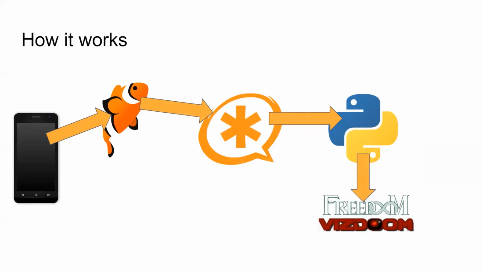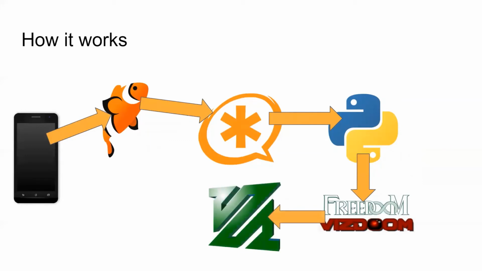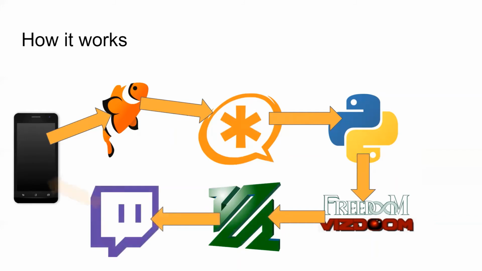So I use Freedoom, as I said before, but I actually specifically use ViZDoom as the Doom engine. ViZDoom is a version of Doom that's designed for machine learning experiments, so you can control it via an API. I then get the screen data from Doom and I send it through FFmpeg to encode it, and I then stream it to Twitch, and I can then watch that on my phone.